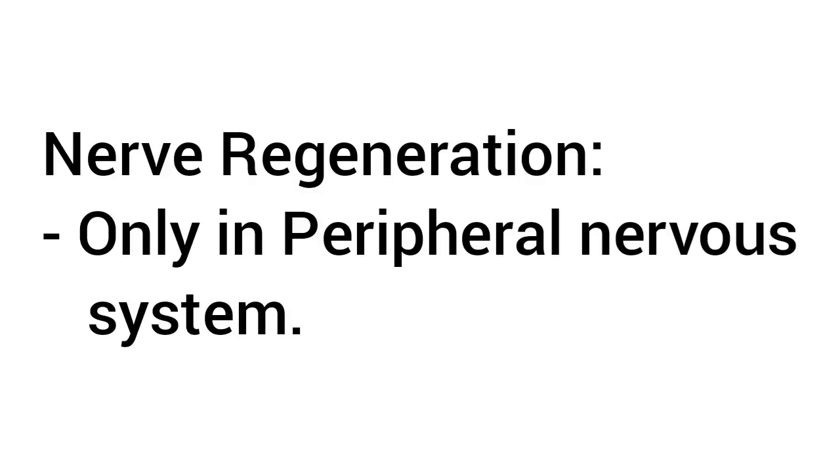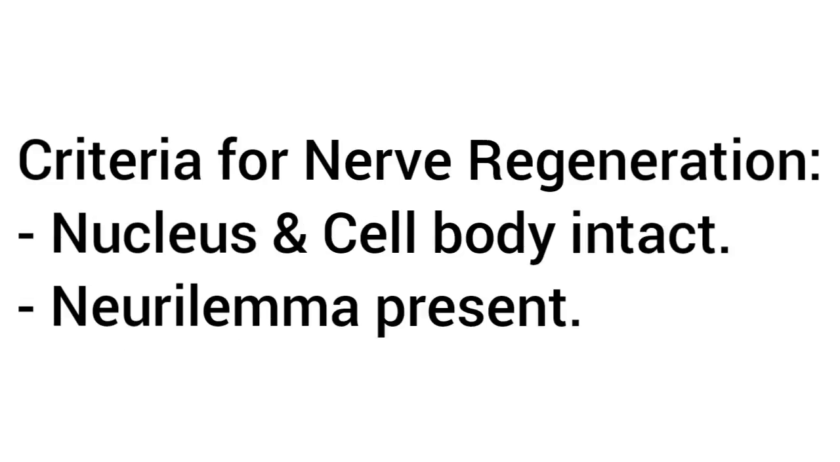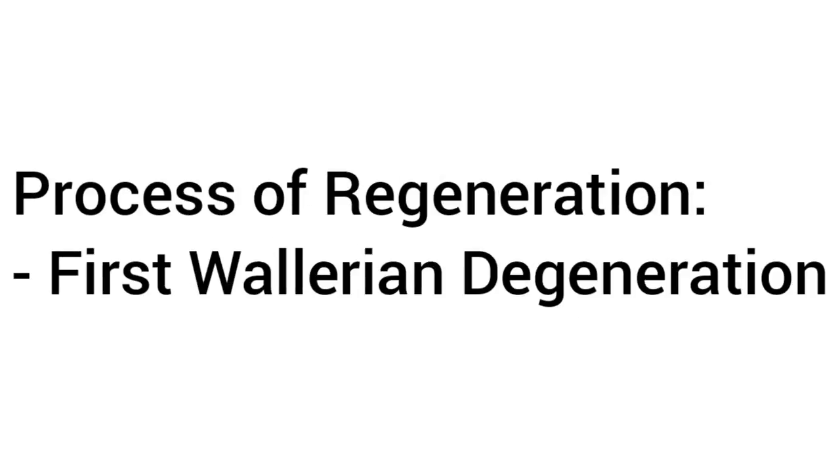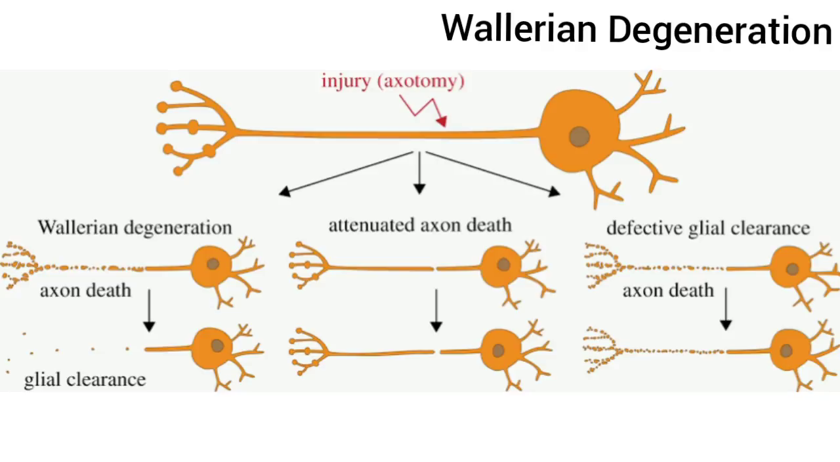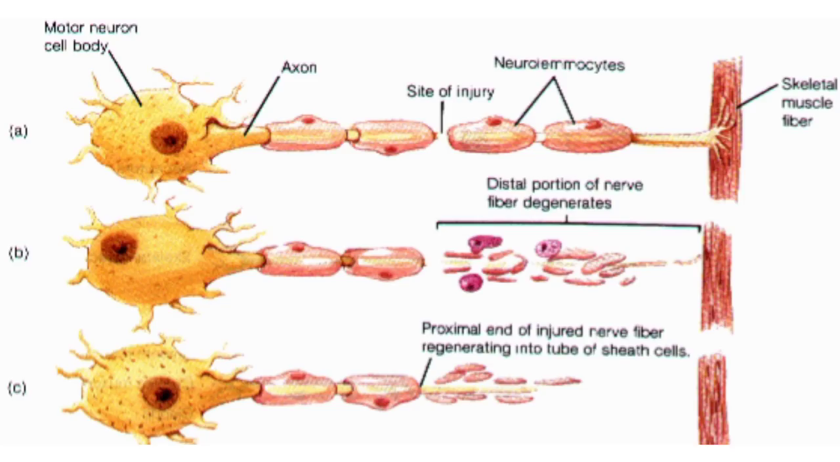Now we'll see nerve regeneration. This takes place only in peripheral nerves. The criteria for nerve regeneration are that the nucleus and the soma should be intact, and the neurolemma should be present. In the process of regeneration, the fibers distal to the cut injury undergo Wallerian degeneration. Now the soma swells and the endoplasmic reticulum in the cell body degenerates, and the nucleus moves off the center.